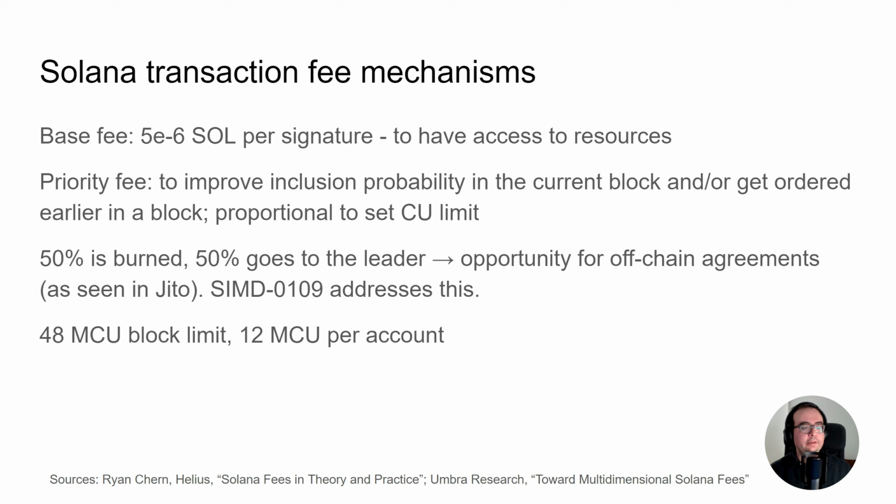Other thing to know, there is a block limit, like there is a total amount of compute units that you can have in a block. There is 48 million compute units and 12 million compute units per account. And this is giving you some kind of parallelism or anyway local fee markets, in the sense that an account cannot be locked by operations that take more than 12 million compute units. So the rest must be used for other applications, or anyway, other accounts.